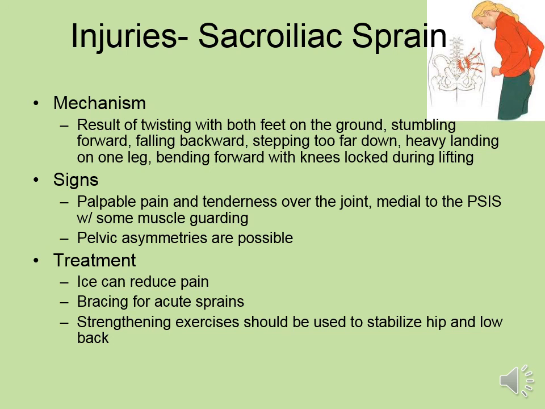Strengthening exercises should be used to help stabilize the hip and low back. So really good exercises for this would be bridging and glute medius strengthening. So things like hip abduction or pushing out with the knees and bridging. Those would be my big ones probably. And that is the end of our spine lecture.